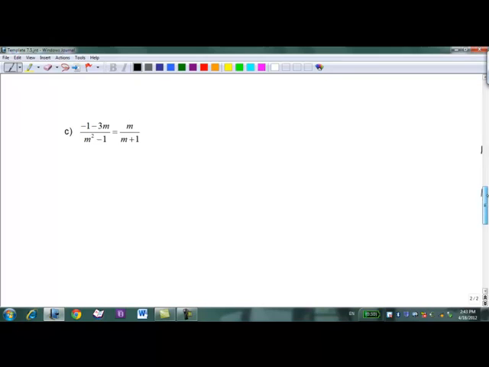So getting maybe a little bit more complex here. If you want to try this one, go ahead. I see that m can't equal plus or minus 1. That's basically from that difference of squares, m squared minus 1. And we have m plus 1. So the lowest common denominator here is m plus 1, m minus 1, which is really a difference of squares.